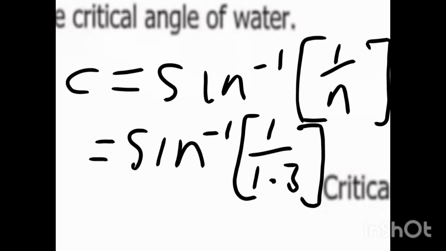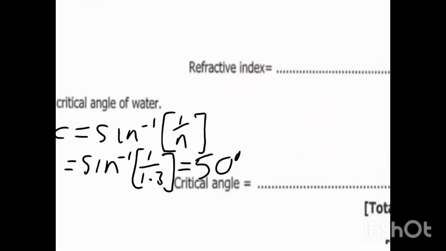When we punch this on our calculator, we press shift then sine, which brings you sine inverse. Then open bracket, 1 divided by 1.3, close bracket, then press equals, and you will get 50 degrees. The final answer you can write on your answer space as 50 degrees, like that. Then you are done with this question. So thank you.